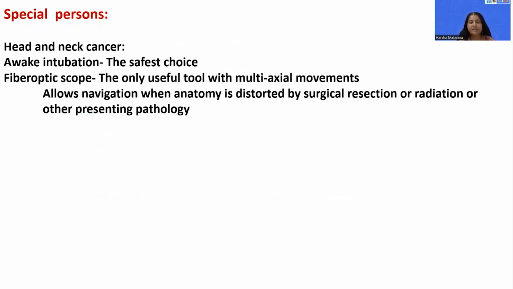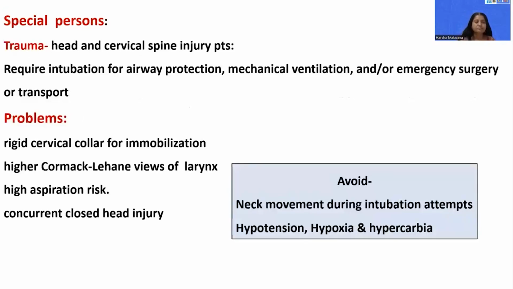In patients with head and neck cancer, awake intubation is preferred because it is the safest choice. And second is the fiber-optic scope, because the fiber-optic scope has multi-axis movement, it shows you where the tip is, and it allows navigation. So if anatomy is disturbed by surgical resection, radiation, or other pathology, you can notice that also.